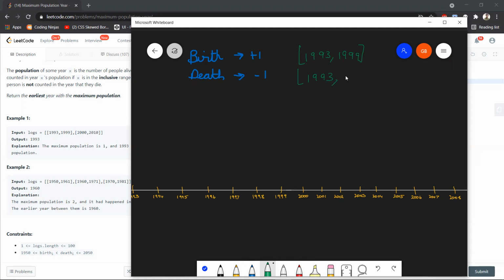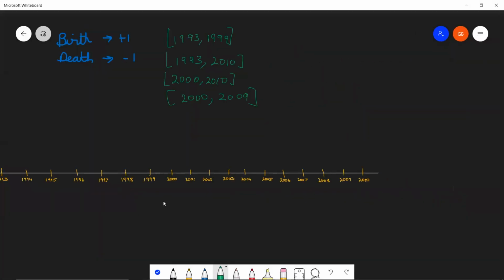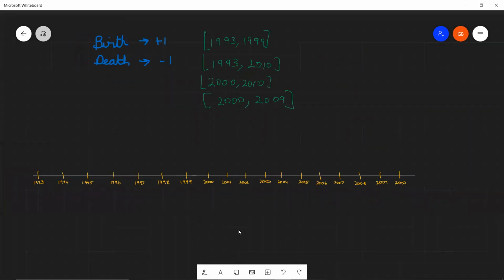And let's say he dies in 2010. One log that we already have over here with us is 2000 till 2010. Another log that I'm going to add, this is the last log I promise. What should I add? 2000 till 2009. Now I'm going to draw these logs over this line.